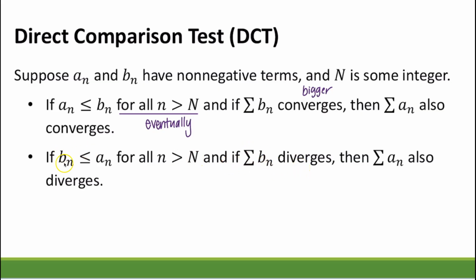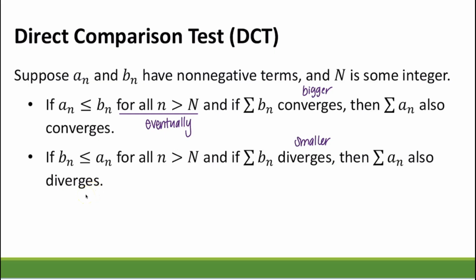So remember this time, b sub n is less than or equal to a sub n. b sub n is smaller. So if the smaller one diverges, or doesn't fit through the door, then the sum of a sub n also diverges. So if the smaller one doesn't add to a finite number, then a collection of numbers that are bigger is also not going to converge to a finite number. So it's also going to diverge.